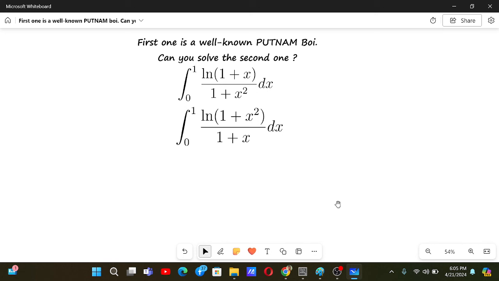The first one is a well-known Putnam problem. Can you solve the second one? Okay. So for the first one, there is a well-known method and it's a popular integral.